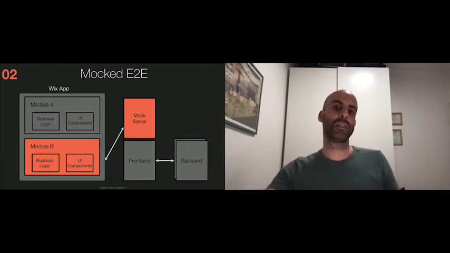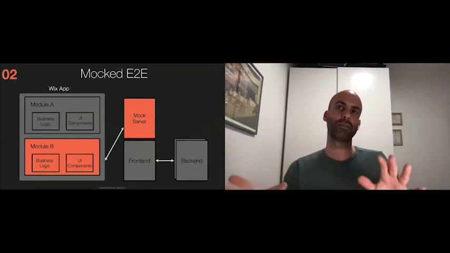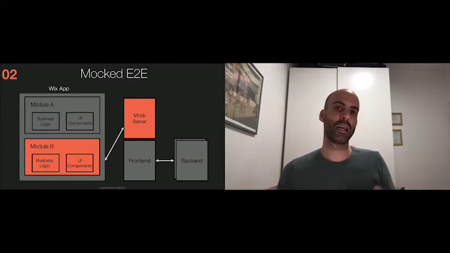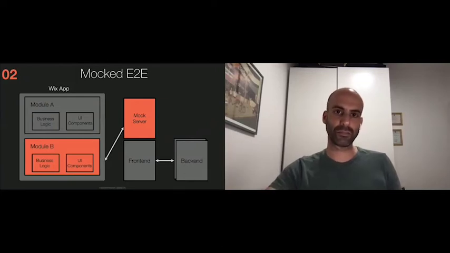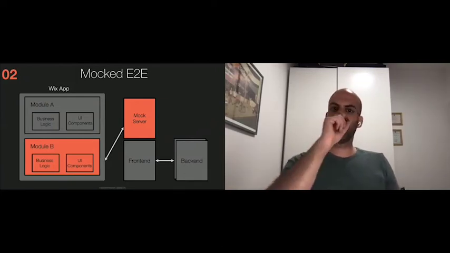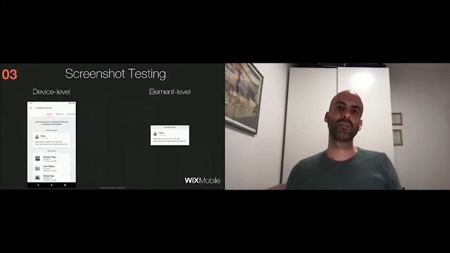This runs in CI on every push to the module's code base. So every module has its own code base, its own Git repo, if you like. Whenever they push something, they have their own CI process that runs those specific tests. The third is screenshot testing, mostly used in our shared UI library. That's the UI lib I spoke about.